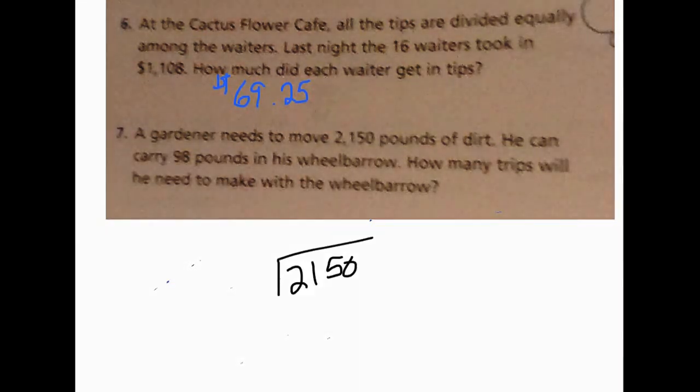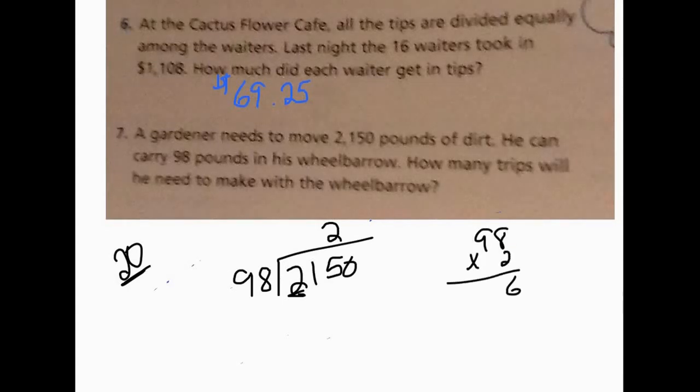So now I got that finally. We can take 2,150 divided by 98. Now again, don't forget about our estimating. If this was 100, okay, and this is 2,000, about, we know it's going to be about 20 trips. So I'm going to keep that in mind and see how close I am to that. So first of all, 98 into 215, we know we'll go twice because 2 times 100 is 200. That's going to get me close. 98 times 2 is 16, 196.